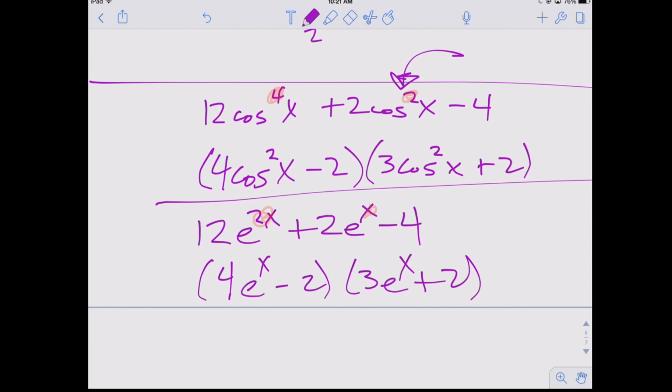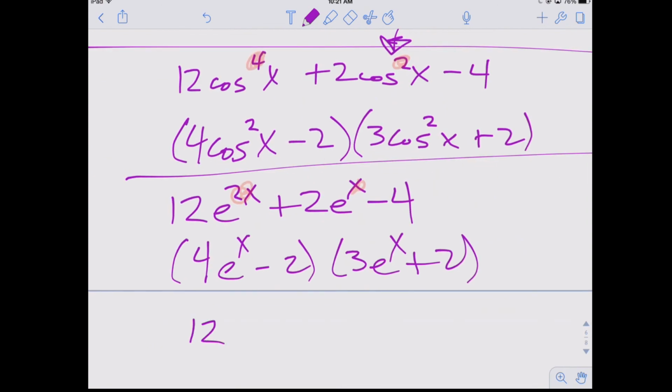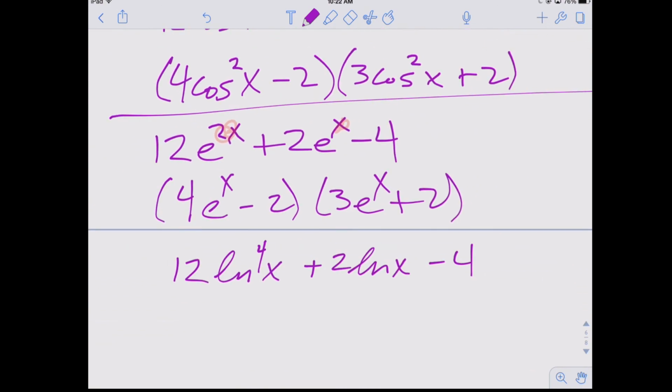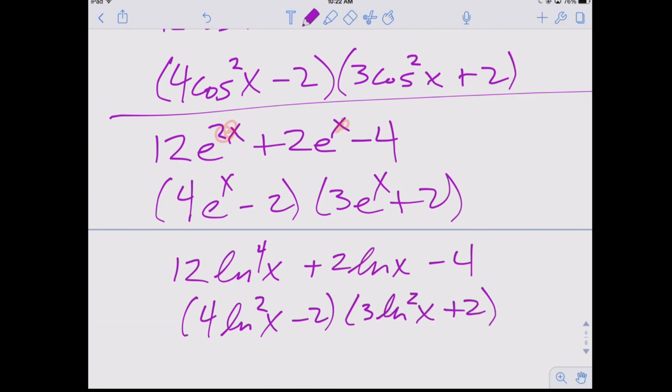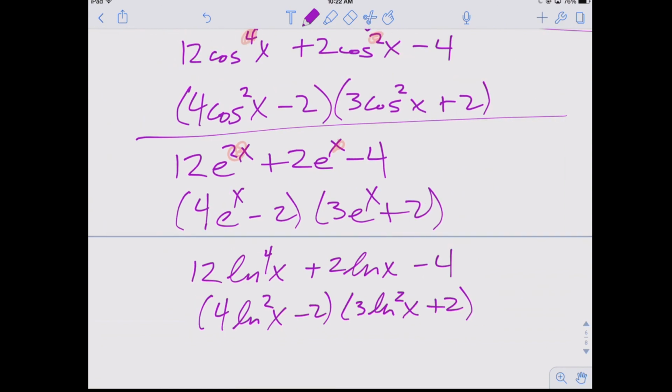You could do it for logs as well. Let's do it. Yeah, so you can have log. Let's see, you want it ln? Okay. So 12 natural log to the 4th of x plus 2 natural log of x minus 4. That would factor into 4 ln squared of x minus 2, 3 ln squared of x plus 2. Or no, is that right? Yeah.